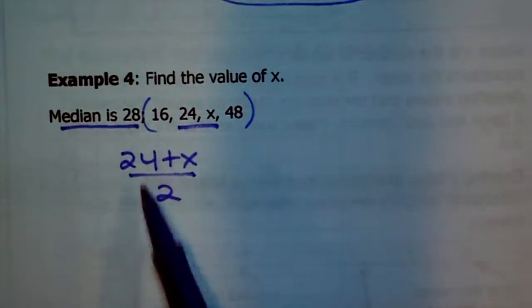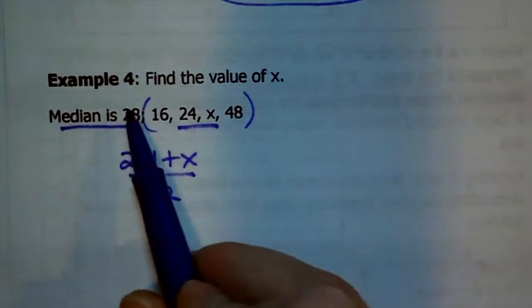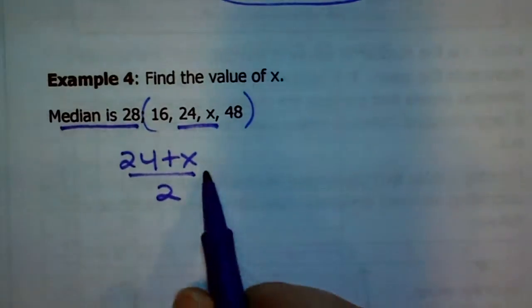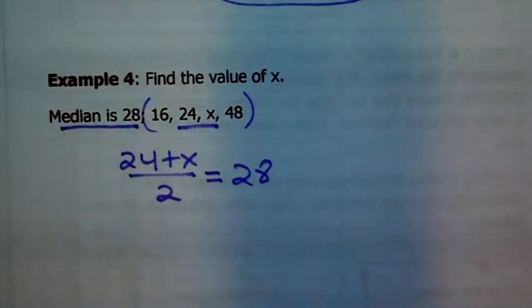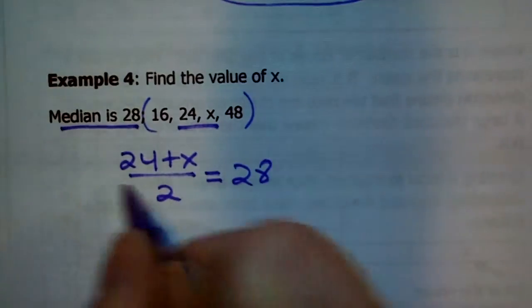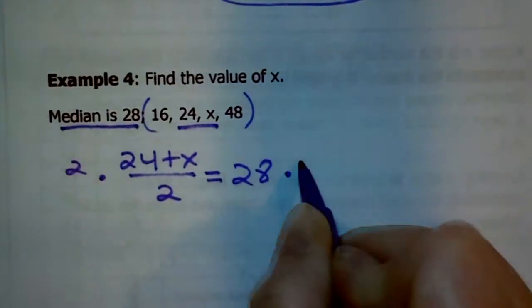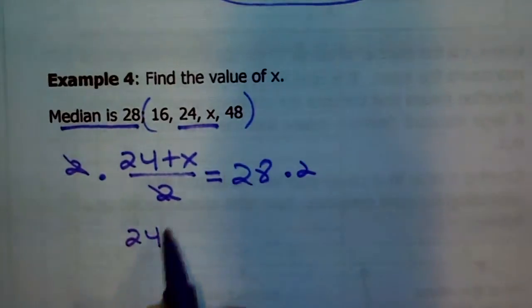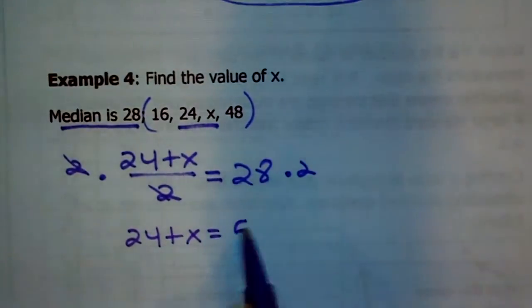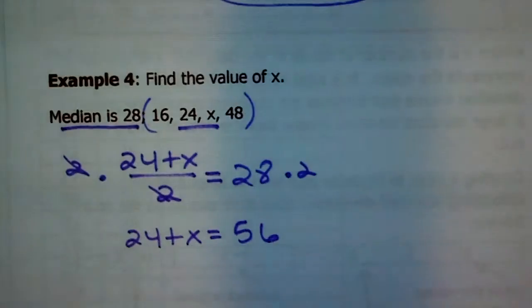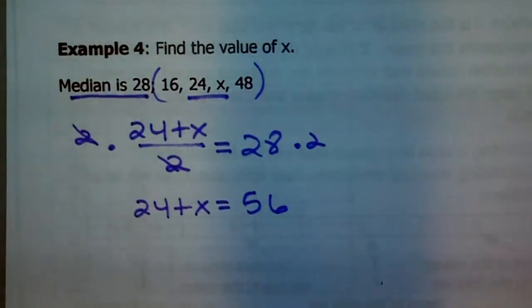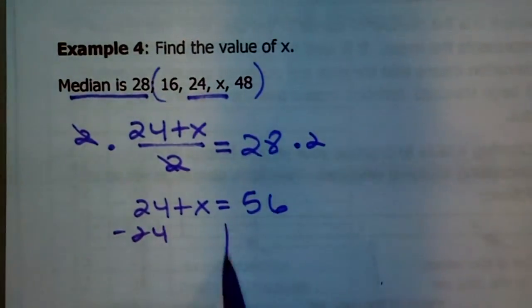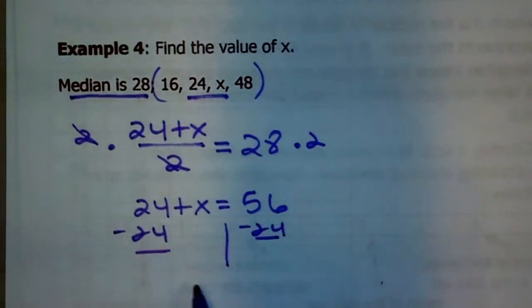So that's what you do to get the median, right? Well, it says the median is 28. So this median is 28. I'm going to multiply each side by 2 to get rid of that denominator to start. So those cancel out. I'm left with 24 plus x equals 56. Again, nice little one step. Now I'll subtract 24 to get x alone. And x is equal to 32.